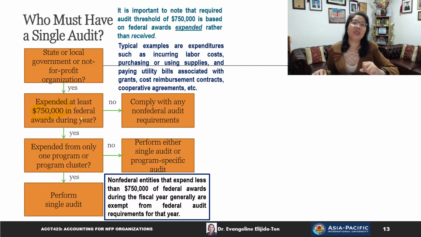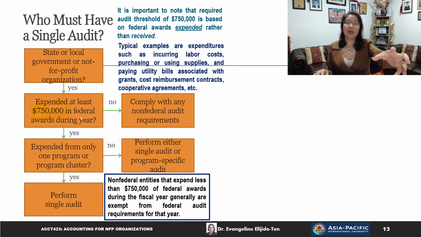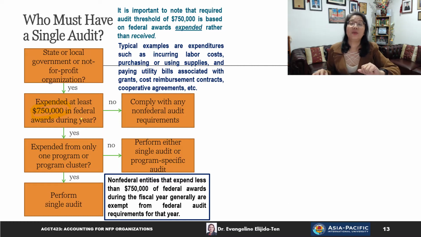So some typical examples of expenditures would be incurring labor costs, purchasing or using supplies, paying utility bills associated with the grant, the federal grant. So cost reimbursement contracts, cooperative agreements, and all that will be considered as expended. All right, so it's not the grant received, but the grant expended when we are deciding on the $750,000 threshold.